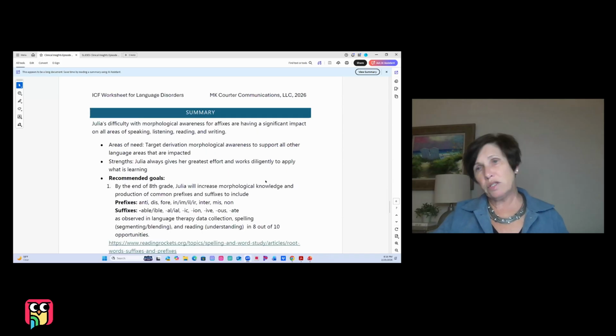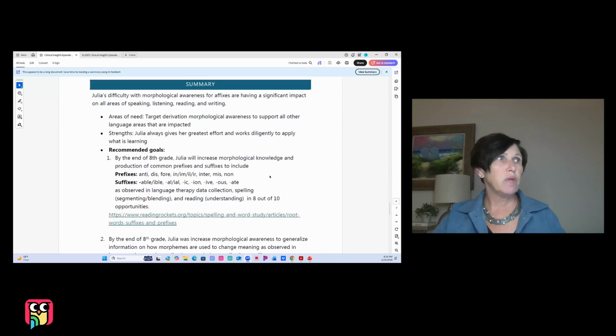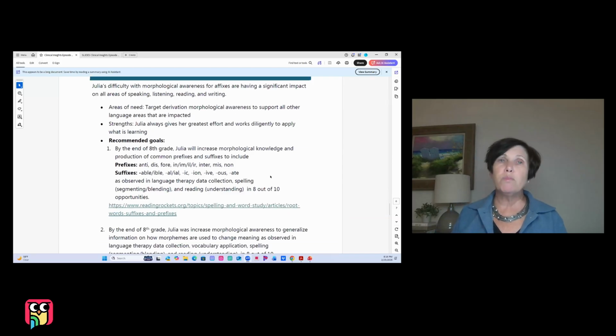Works diligently to apply. So here's the goals that I currently have for her. By the end of 8th grade, Julia will increase morphological knowledge and production of common prefixes and suffixes. I truly feel that our role as speech language pathologists is to really look at targeting the most common prefixes and suffixes, using explicit systematic instruction so that we can make sure that we have given enough exposure for the students to truly learn them to be able to apply them. So I really do not move much out of those most common prefixes and suffixes with the students.